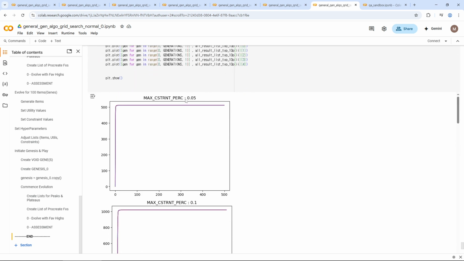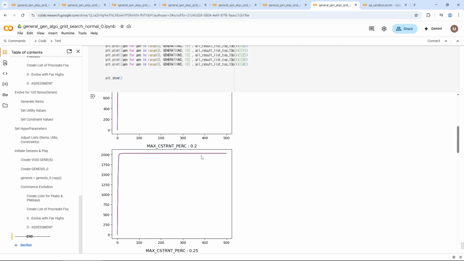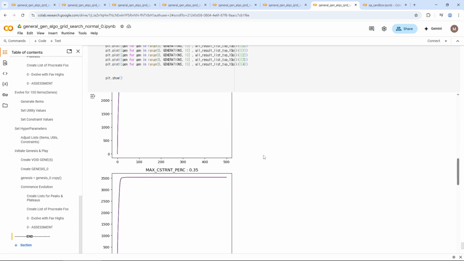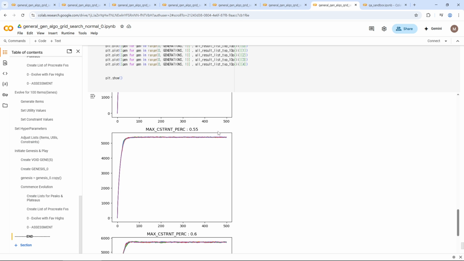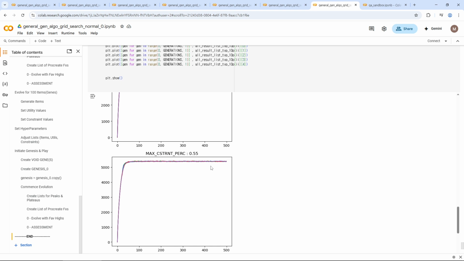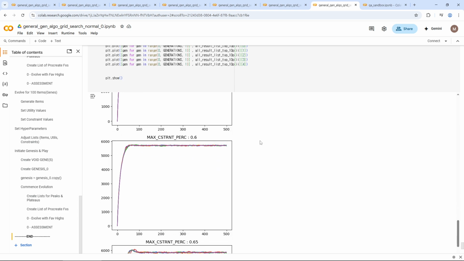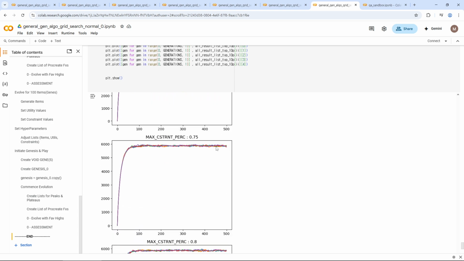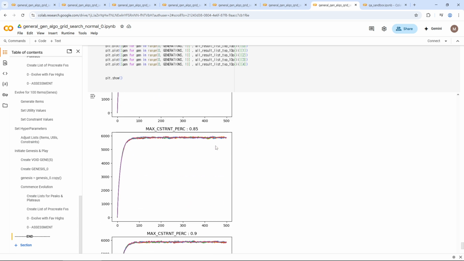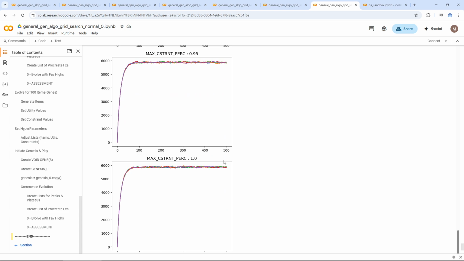And here are the plots for the maximum constraint when it's at 0.05 or 5%, 10%, 15%, 20%, 25%, 30%, 35%, 40%, 45%, 50%, 55%, 60%, 65%, 70%, 75%, 80%, 85%, 90%, 95%, and 100%.